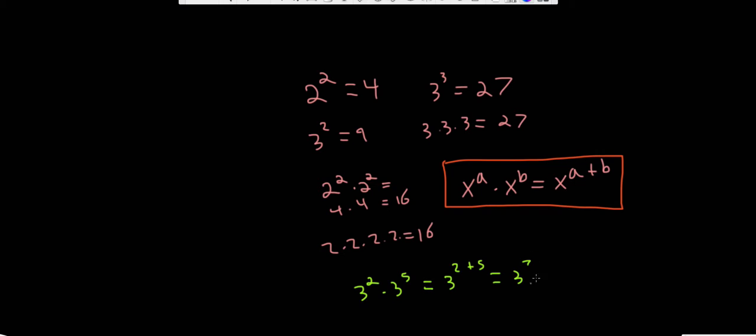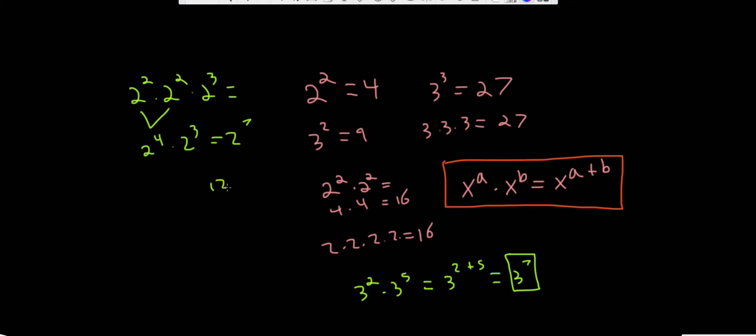Now 3 to the 7th is a fairly large number, so we're just going to leave it as 3 to the 7th. Now, what if we had 2 squared times 2 squared times 2 to the third? I think this should be solvable. We can use the laws of exponents once again. We know 2 squared times 2 squared is 2 to the 4th. And then we have another 2 to the 3rd, so that becomes 2 to the 7th, right? And 2 to the 7th, I believe, is 128.